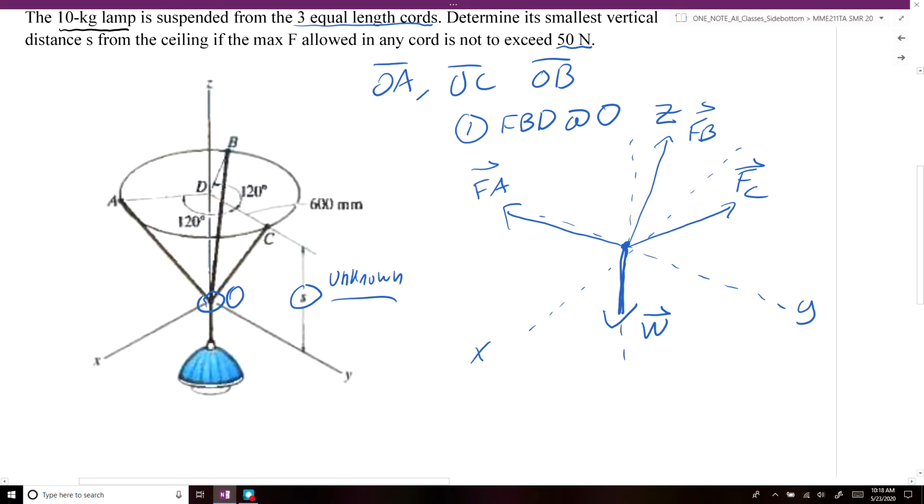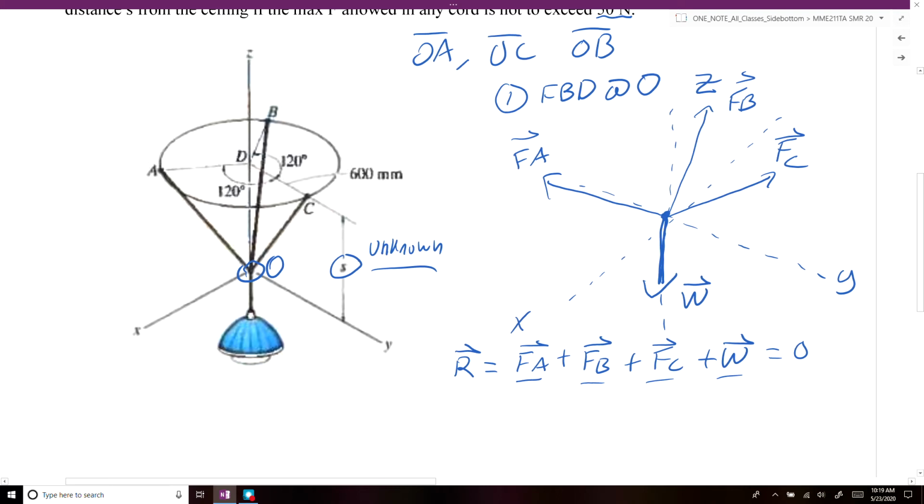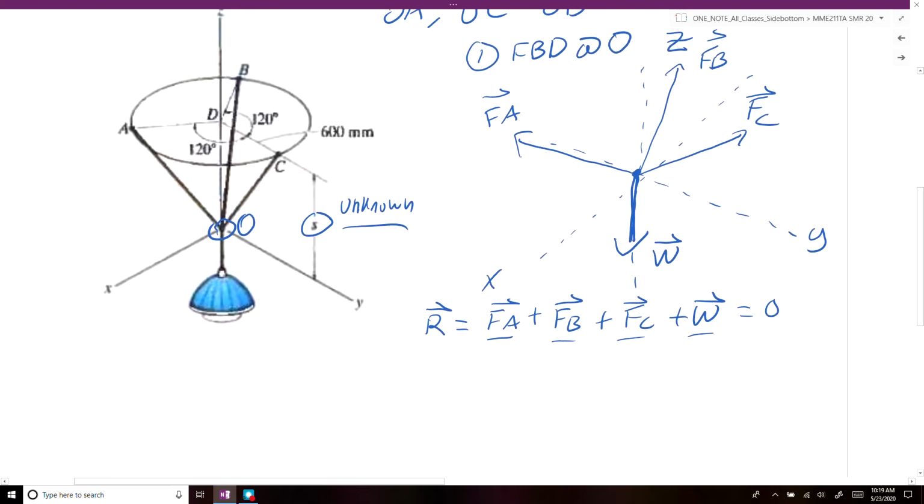There are no other forces applied to this system. So what we can say is that our resultant force is equal to the sum of all these forces. It would be equal to FA plus FB plus FC plus our weight, and that has to be equal to 0. The next thing we're going to do is write FA, FB, FC, and W in Cartesian form.